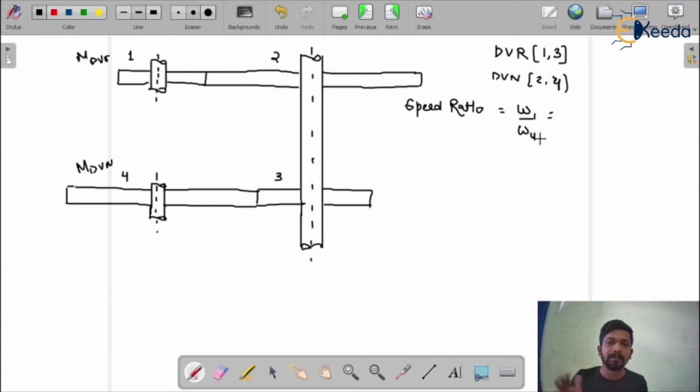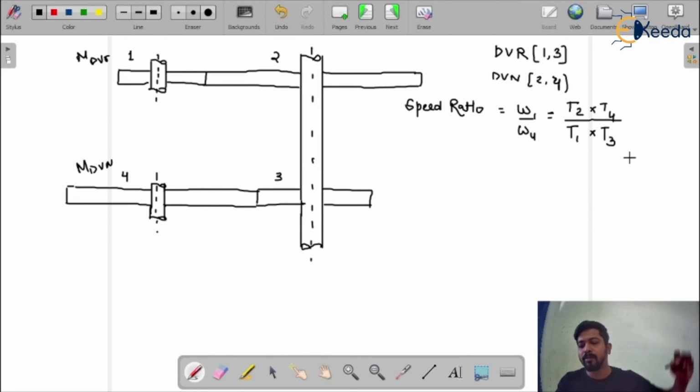Now remember one thing, the speed is inversely proportional to the teeth. That is why here in the denominator there is the speed for the driven, so in the numerator would be the product of the number of teeth on the driven. What is driven here? Driven is 2 and 4. Omega 1 is the driver, so here would be the product of the number of teeth on the driver, T1 into T3. So this is the formula you can use to calculate the speed ratio for the reverted gear train.